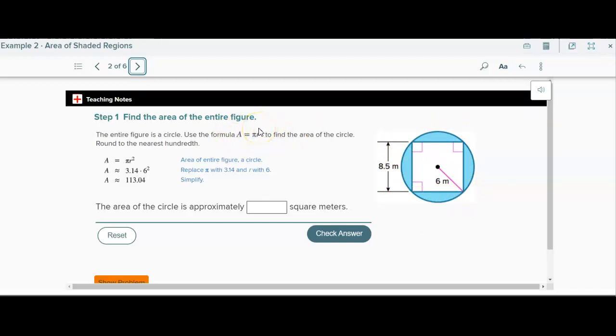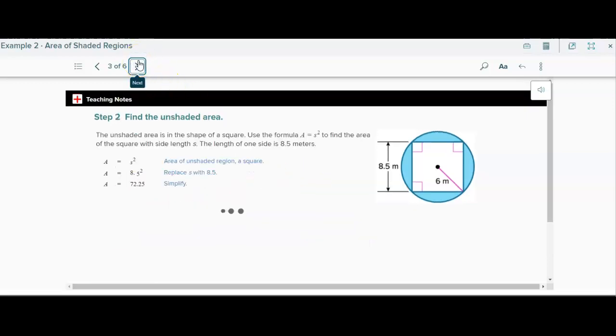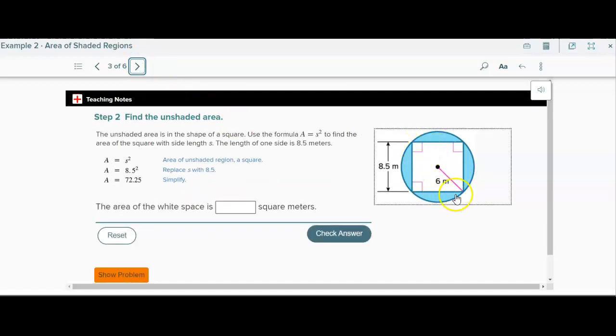And what is the radius of this circle? Can you see that the radius of this circle is actually going to be this distance right here, this 6 meters. So we're going to replace 6 for r. So 3.14 times 6 squared. Remember, we square the 6 first, then multiply by 3.14, and our area is approximately 113.04 square meters.